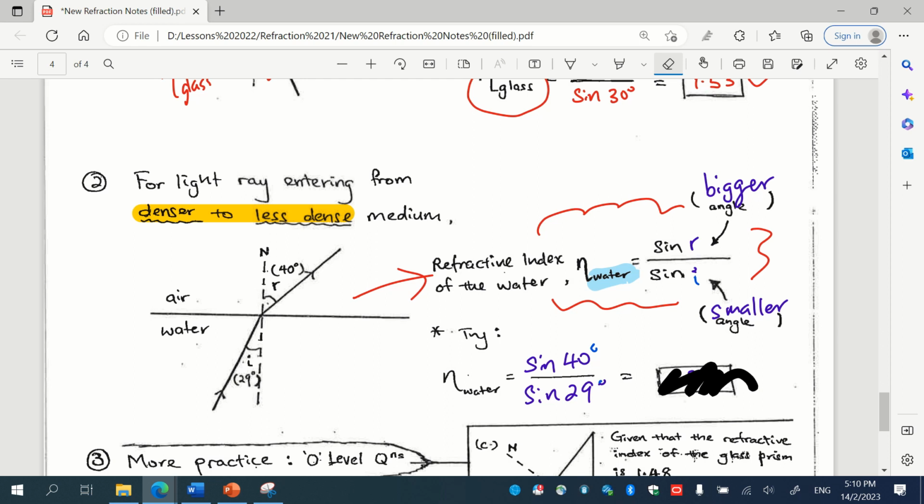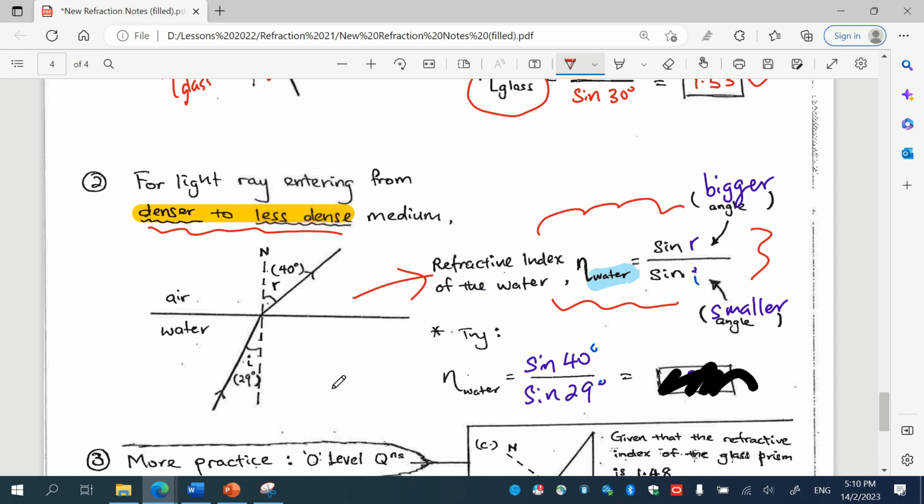So identify your I and the R properly. Then you must know how the formula will overturn when it goes from less dense to denser medium. So some students ask me, Cher, what if I forget? What if I forget whether I should be on top or R on top, then I below or R below? Which formula goes for which diagram?